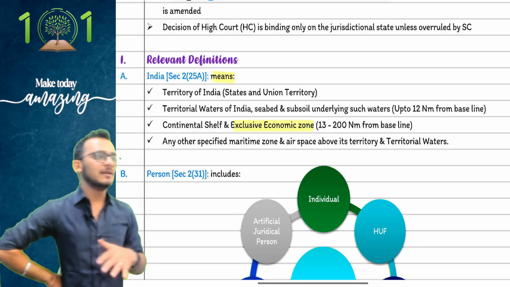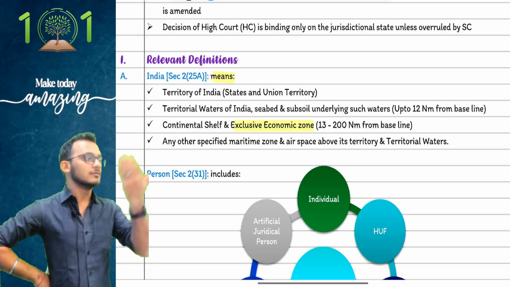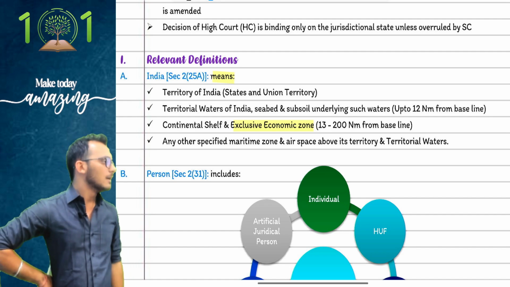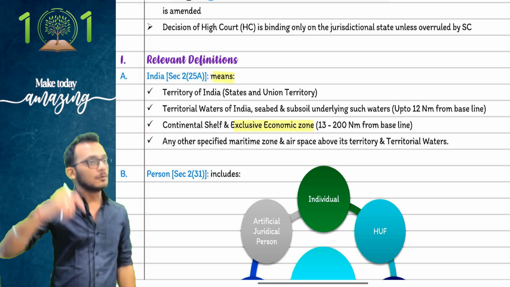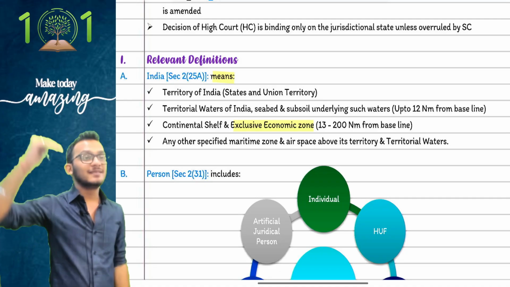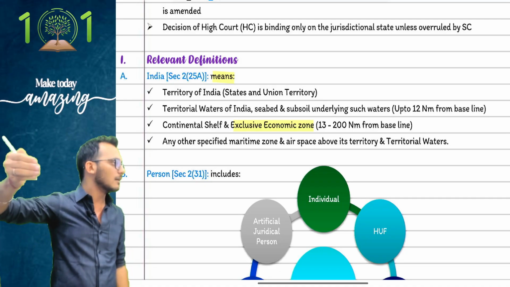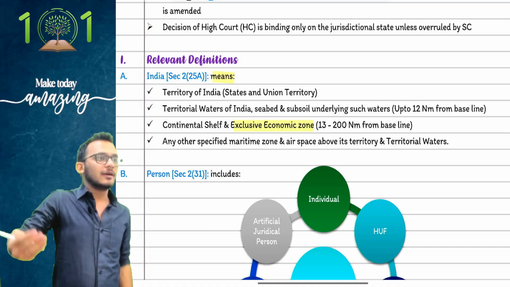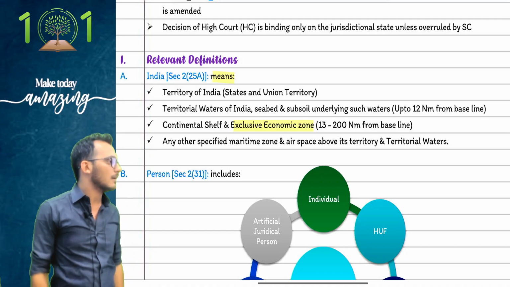A very simple example, people: imagine if I have to sell oil from Chennai to some other country, what will happen? I will be allowed to travel my ship up to 200 nautical miles, which means the other ship will have to come till the 200 nautical miles border. I will travel to 200 nautical miles and I will sell it off.